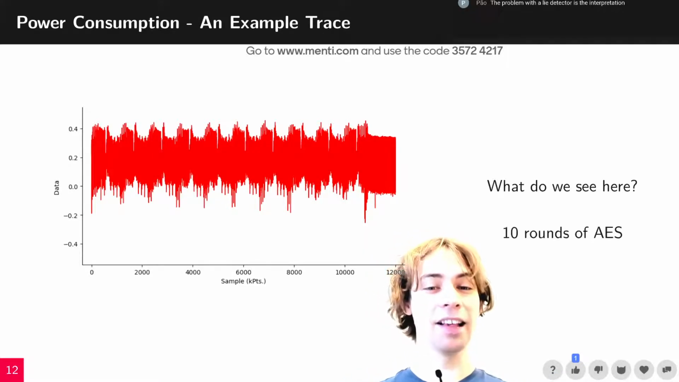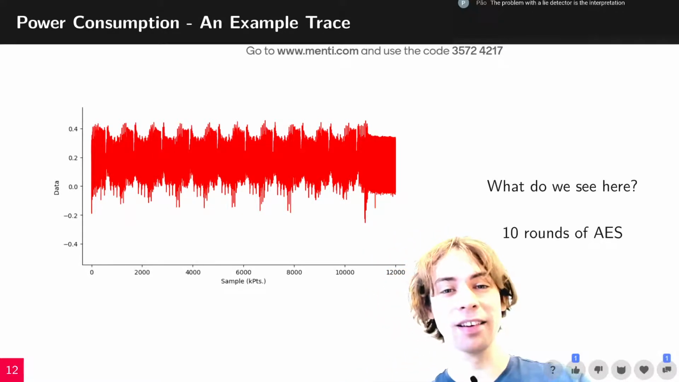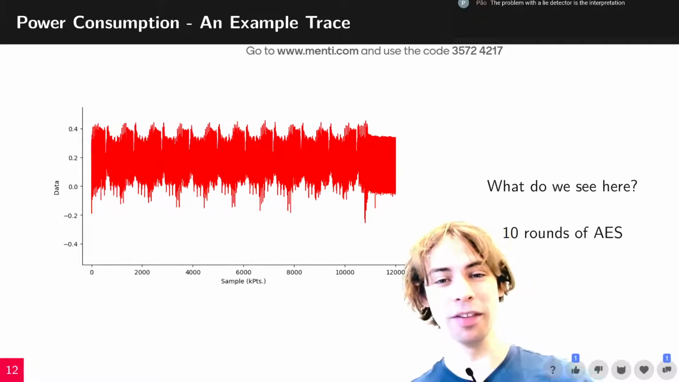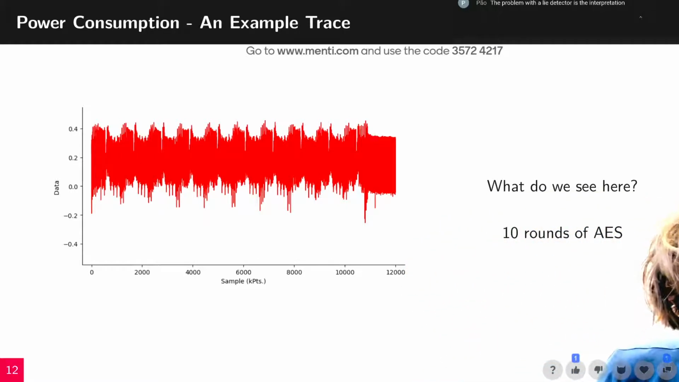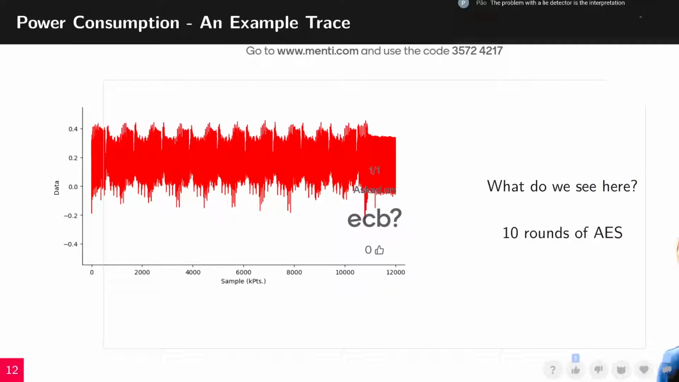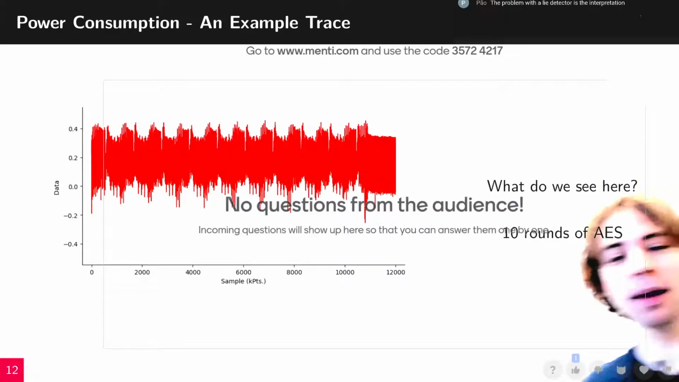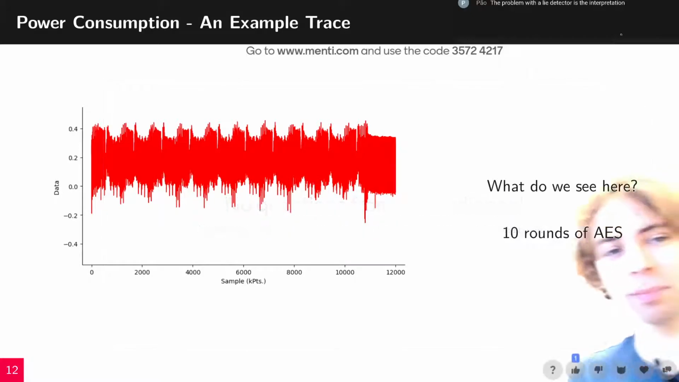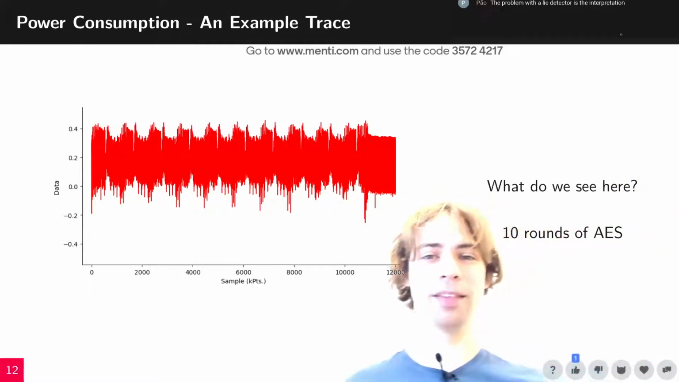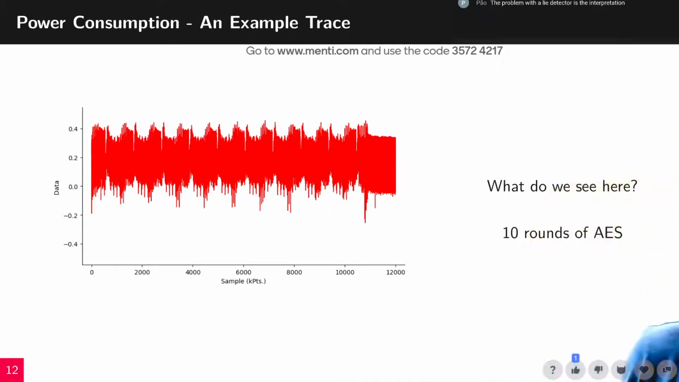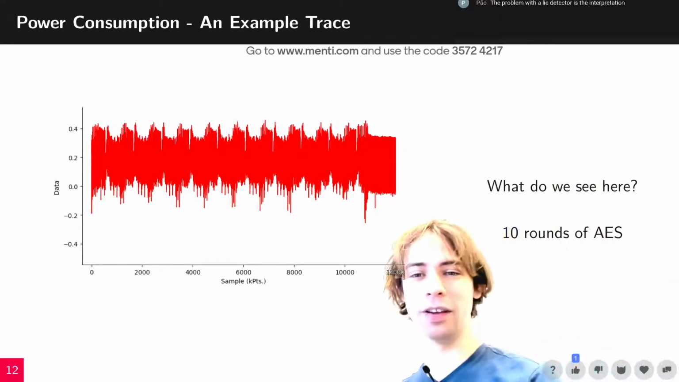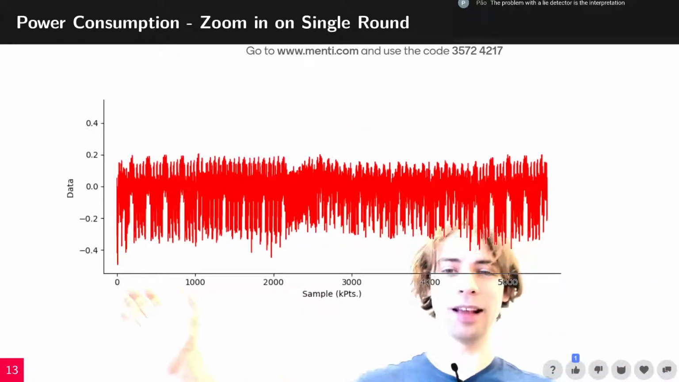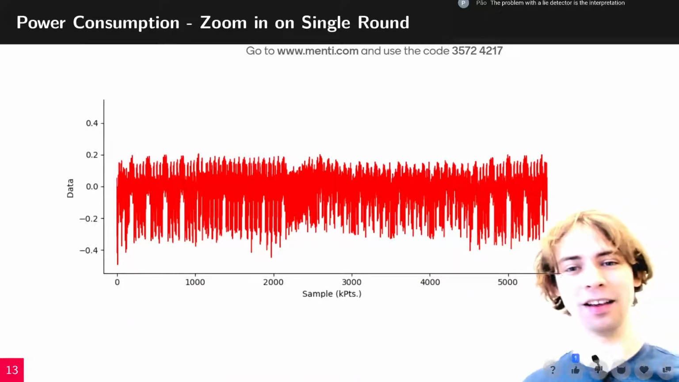This is the AES algorithm. The AES algorithm has actually 10 rounds. The comment in Menti is ECB. Well, it doesn't really matter whether it's ECB or any other mode, but this is 10 rounds of an encryption algorithm. So let's maybe zoom in on a single round here. And then it looks like this. So we look at it closer.